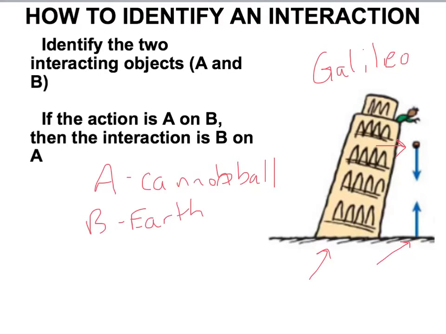Now what's really obvious here is that the Earth is exerting a force on the cannonball, but according to Newton's third law, the cannonball actually exerts a force on the Earth. So how you would say this interaction is: the Earth pulls on the cannonball, and the cannonball pulls on the Earth. Well, why can't you see the cannonball pulling on the Earth? We'll talk about that in just a minute.